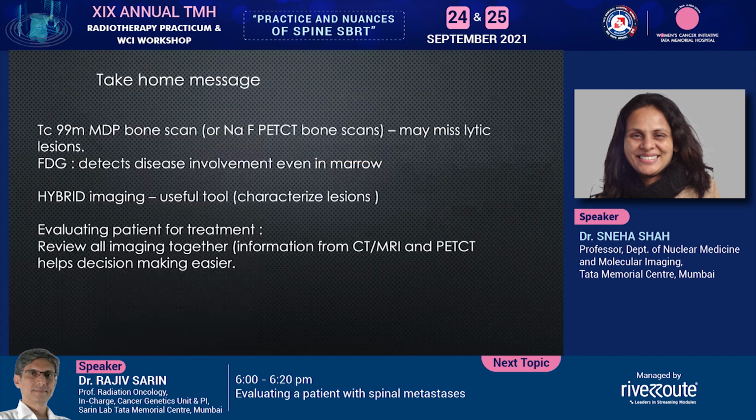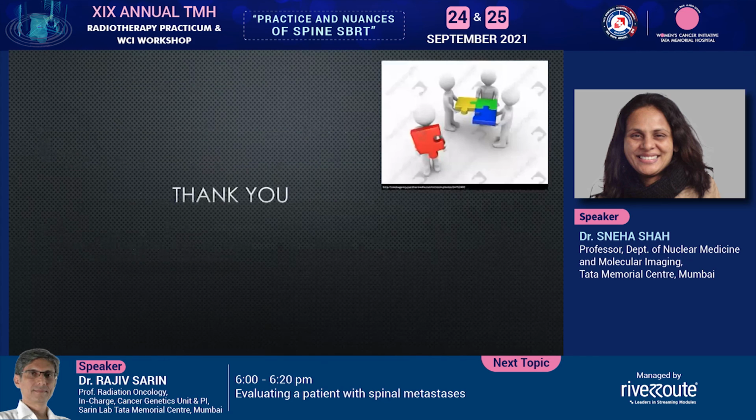So the take-home message is that MDP bone scan is a good imaging modality to identify sclerotic or osteoblastic lesions, but you may miss lytic lesions. FDG is very useful in detecting sclerotic, lytic, as well as marrow lesions. Hybrid imaging is a very useful tool because it helps you characterize the lesions. Generally, when you're evaluating patients for treatment, reviewing all the imaging together, rather than one person seeing one imaging modality and somebody else seeing the other, makes decision making easier. It is generally a multimodality management which is helpful. Thank you.